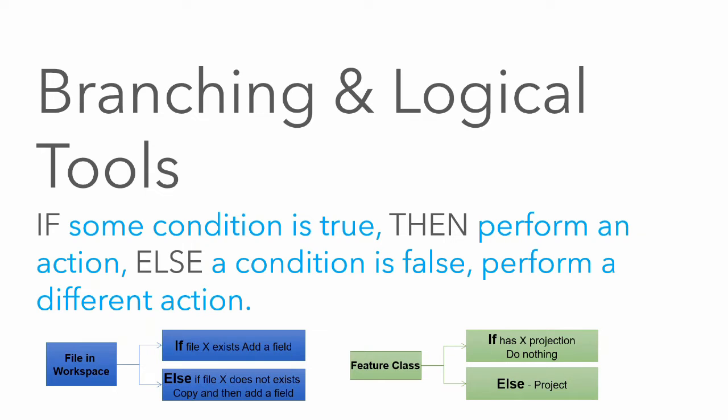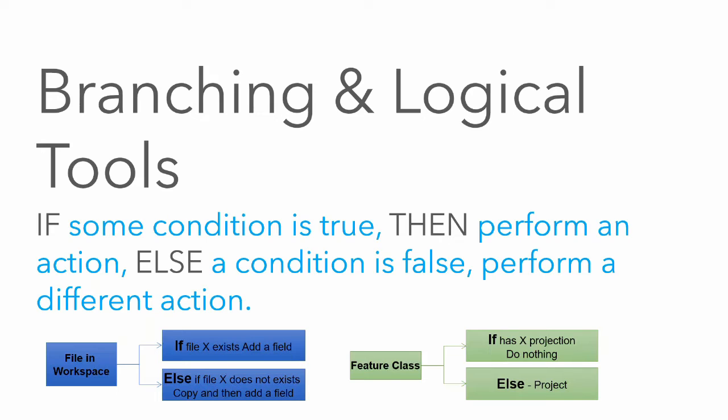Our first component is branching or logical tools. Branching is this if and then else condition. So for example, we have a file in a workspace. We create a condition where if that file exists, then add a field. Else, if the file does not, I want to copy and then add a field. There are two branches, if these and then else that.